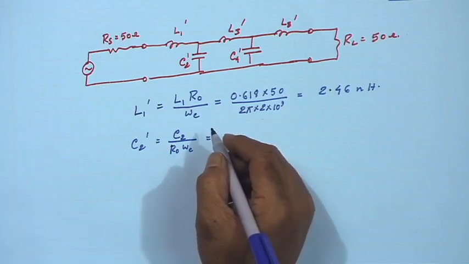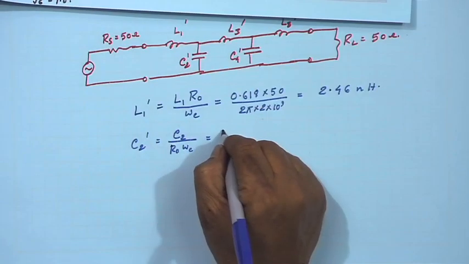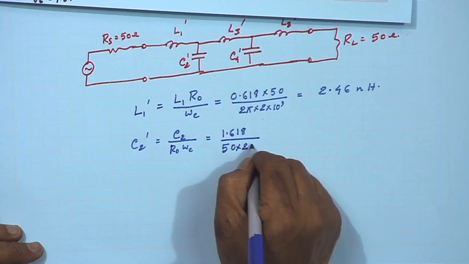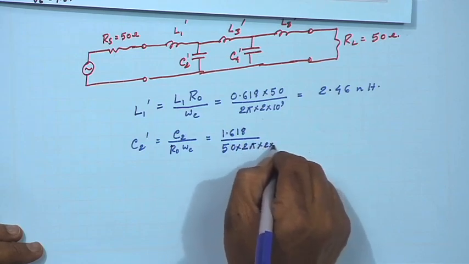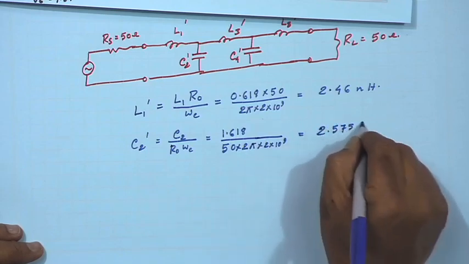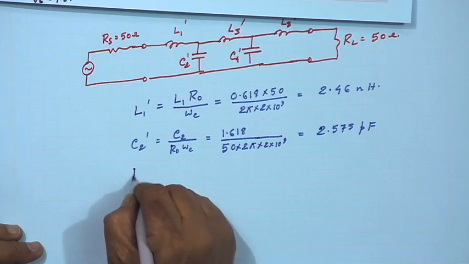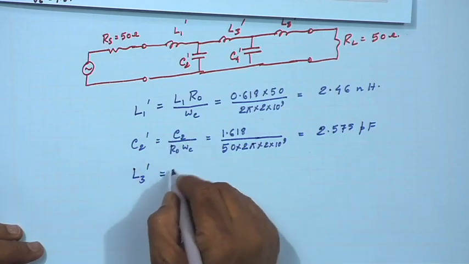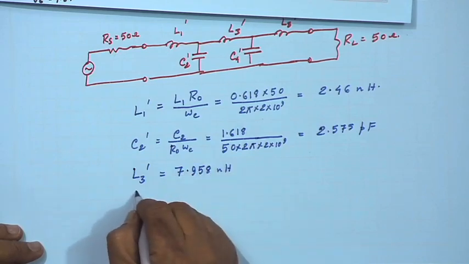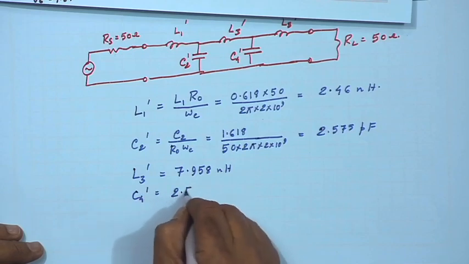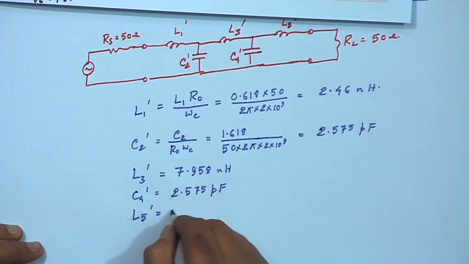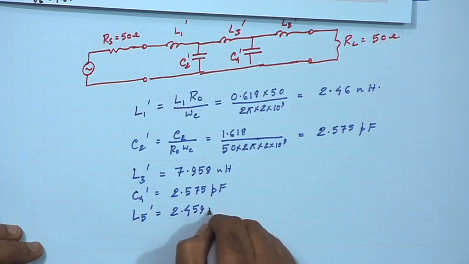Now, C2 you can see that it will be 1.618 from the table. 1.618 by 50 into 2 pi into 2 into 10 to the power 9 is equal to 2.575 picofarad. Similarly, I think now you can go on your own. L3 dashed, you will get the value 7.958 nanohenry. C4 dashed will be 2.575 picofarad, and L5 dashed is equal to 2.459 nanohenry.